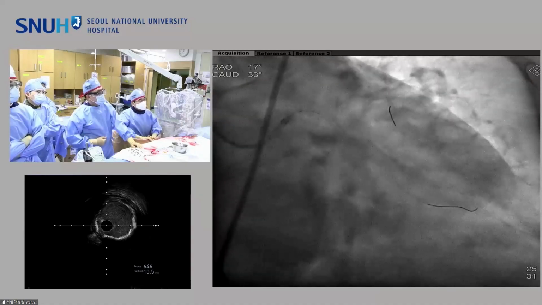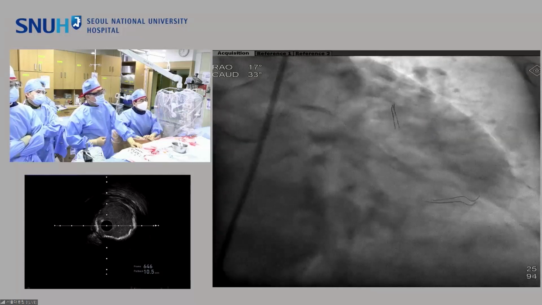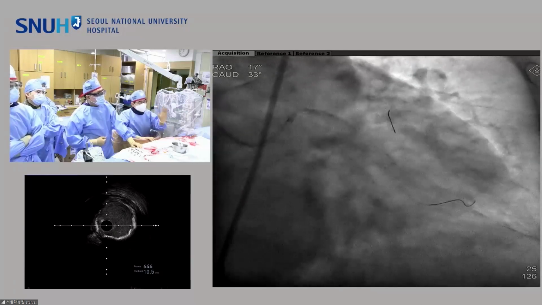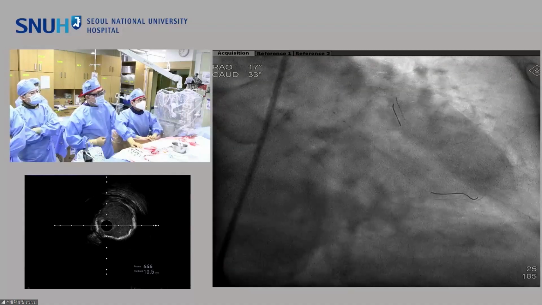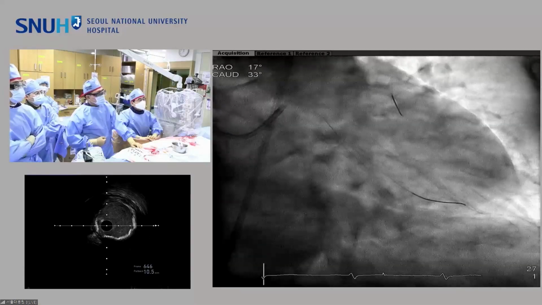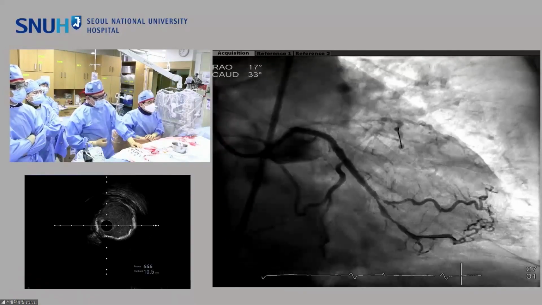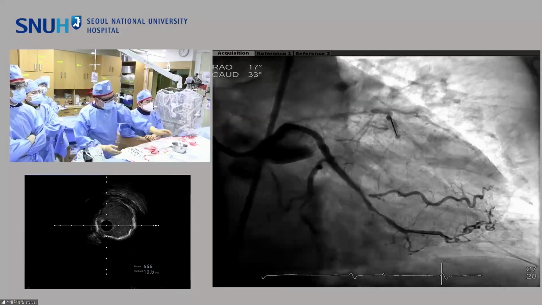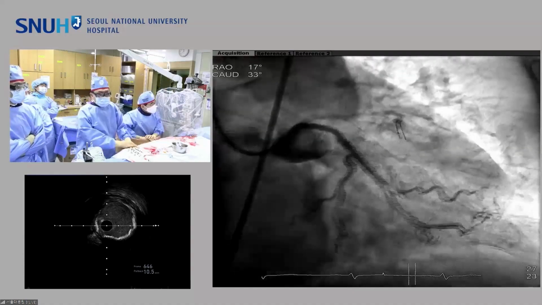Under the guidance of IVUS, we try to find insufficient segment and then repeat the highest pressure NC ballooning plus. Then this is the final results. So let me show you the IVUS finding before and after NC ballooning. Dr. Huang, please.